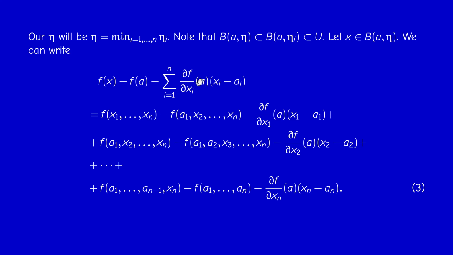And this sum, we split it in a natural way. Here I wrote every term of this sum. The first term is the partial derivative with respect to the first variable.